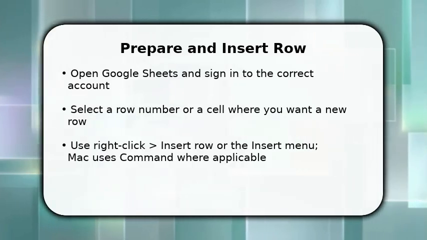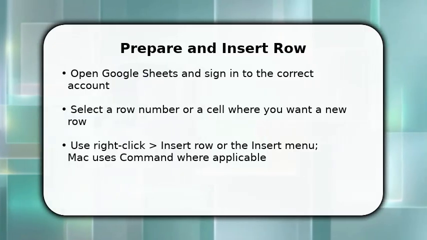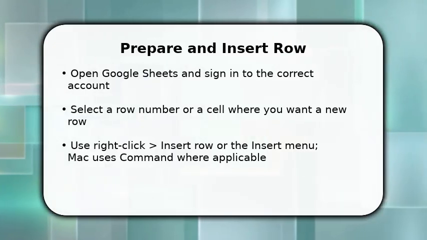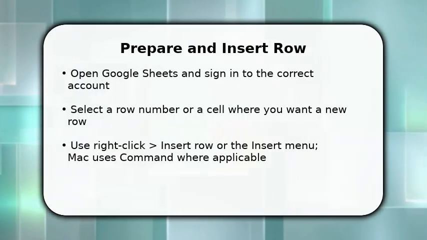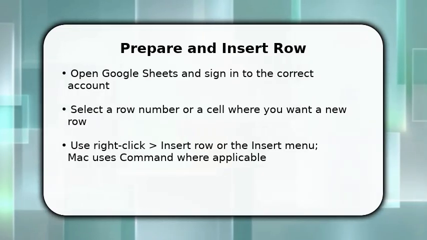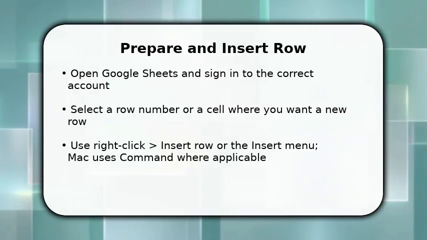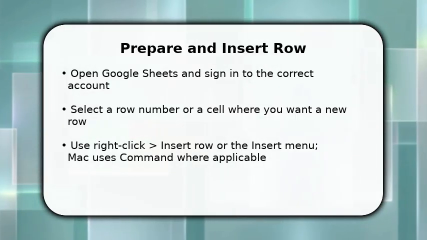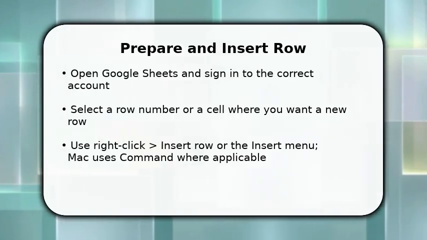Open the specific Google Sheet and click the row number or a cell next to where the new row should appear. Once selected, right-click and choose Insert Row above or below, or use the Insert menu at the top. This places a blank row without altering other content. Make sure to pick the correct row index so formulas that reference ranges shift predictably. Once done, you'll be ready to add data or preserve structure before entering values.